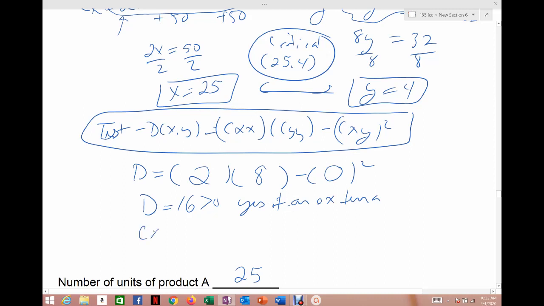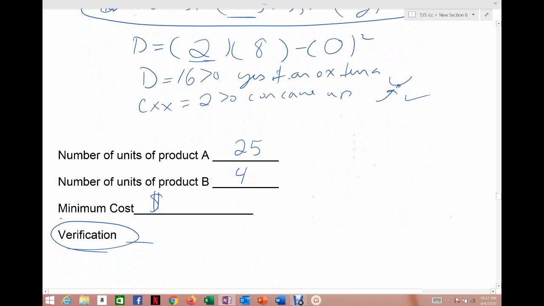And then I make sure it's the one I'm looking for. So I take my second derivative with respect to x, which was 2. That's positive, which means concave up. So yeah, it's the minimum that we're looking for. So it checks. It does find me the minimum cost.